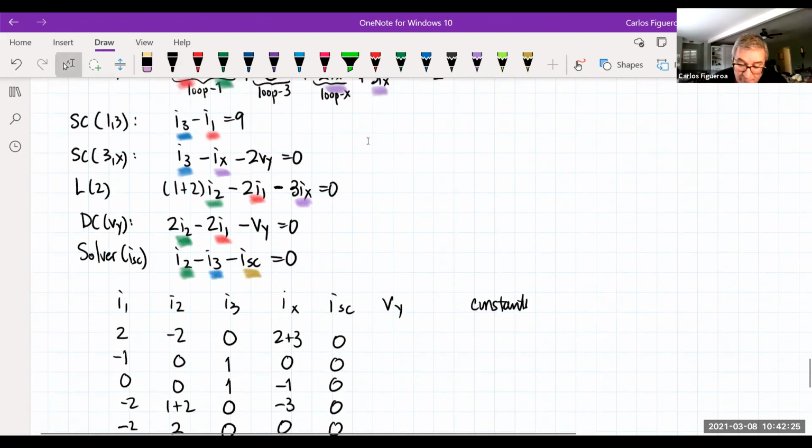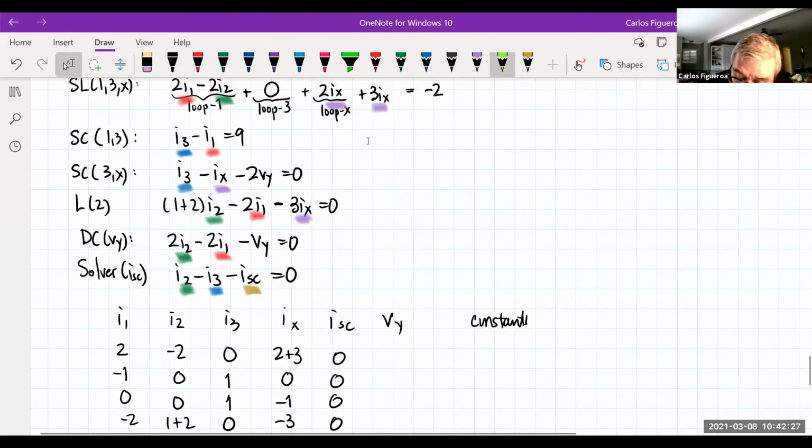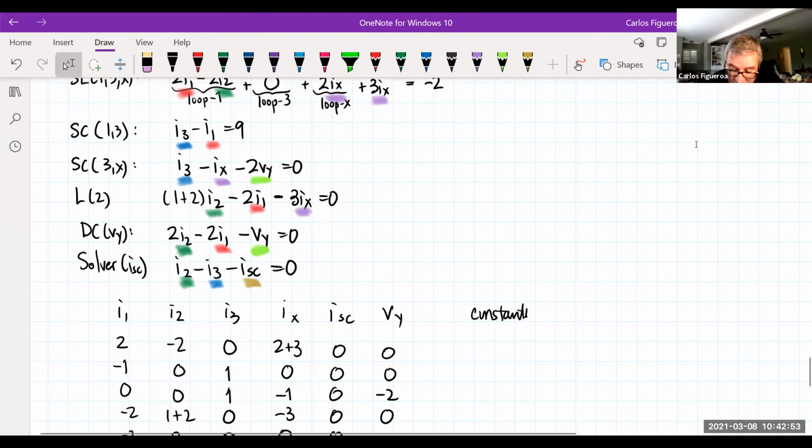Vy is the next one. So when I look at Vy, I'm getting right there and right there. So there's only 2 places where Vy is at. So they're mostly zeros. So I should get 1, 2 zeros. Then I get minus 2, 0, and then finally minus 1 and 0.